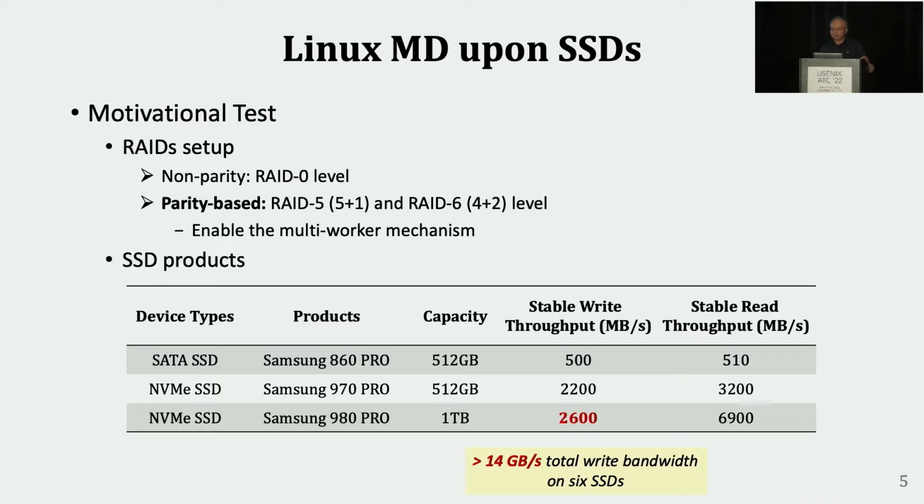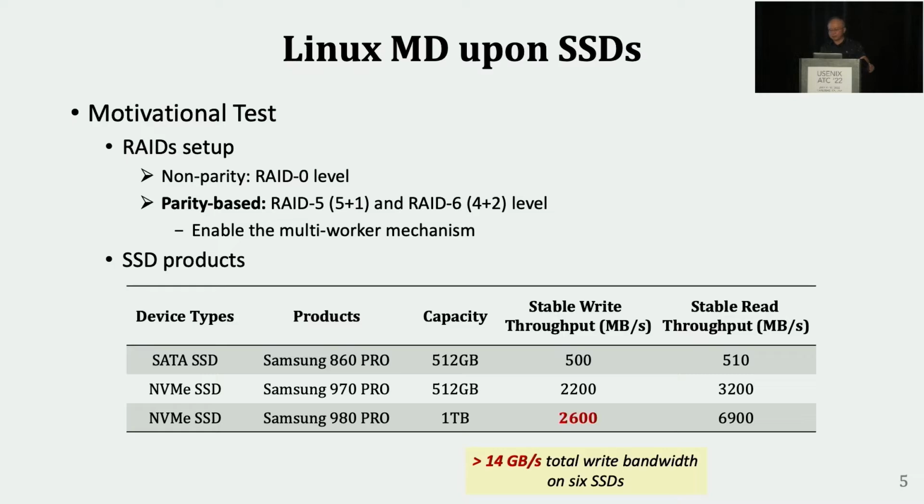So we deploy 6 SSD devices to construct non-parity RAID 0 and parity-based RAID5 and RAID6. We also enabled the multi-worker mechanism of MD, which was introduced in 2014 to better utilize the performance of SSD devices and enables multiple functionally equivalent worker threads to process stripes concurrently. We enable up to 64 worker threads to maximize the MD performance.